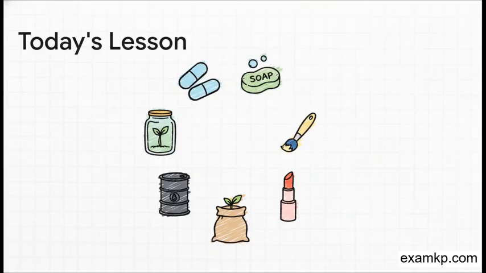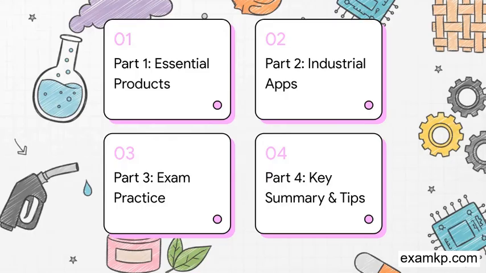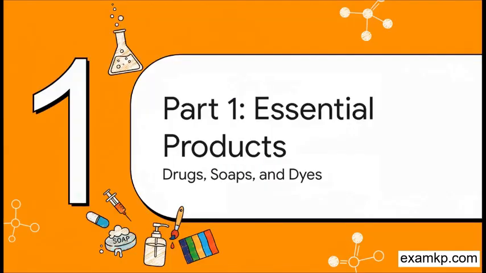We'll break this down into 4 simple parts. First, essential products. Then, industrial applications. After that, we'll do some real exam practice with past questions, and we'll wrap it all up with a key summary and some hot tips. Are you ready? Okay, let's begin.